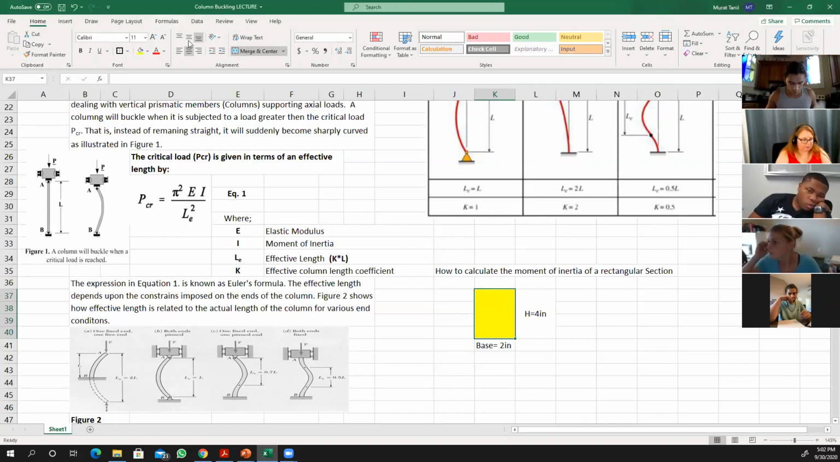Is it simple? 1/12 base times height cubed? Who is this? Piero? Daniel. Daniel Dockhand? That's perfect. That's the answer.